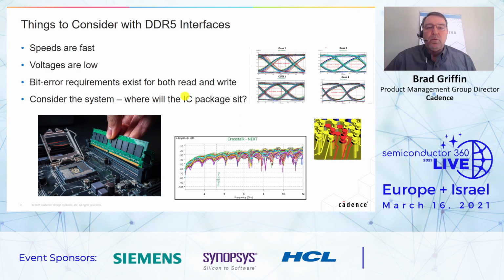Certainly you need to be able to look at the bit error rate requirements. The JEDEC spec puts that in place. You have to look for read and write. And as I mentioned, the package itself is not the only problem. You're not done when you look at your package model and say, okay, this looks good. You need to make sure that wherever your package is going to sit within the system, that you're going to be able to help your system level customer, whoever is implementing that package in the system, make sure that they can meet those requirements.